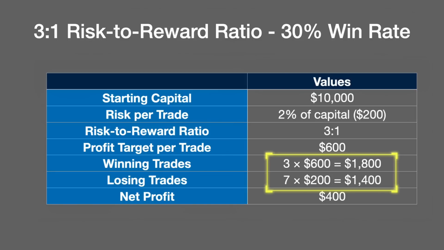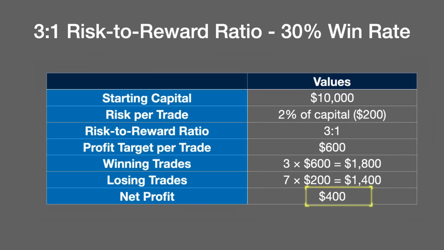On the other hand, you have 7 losing trades. Each loss costs you $200. That's 7 times 200 for a total loss of $1,400. Now, let's calculate the final result. Your total profit is $1,800. Your total losses amount to $1,400. Subtracting the losses from the profits, you still end up with a net gain of $400.